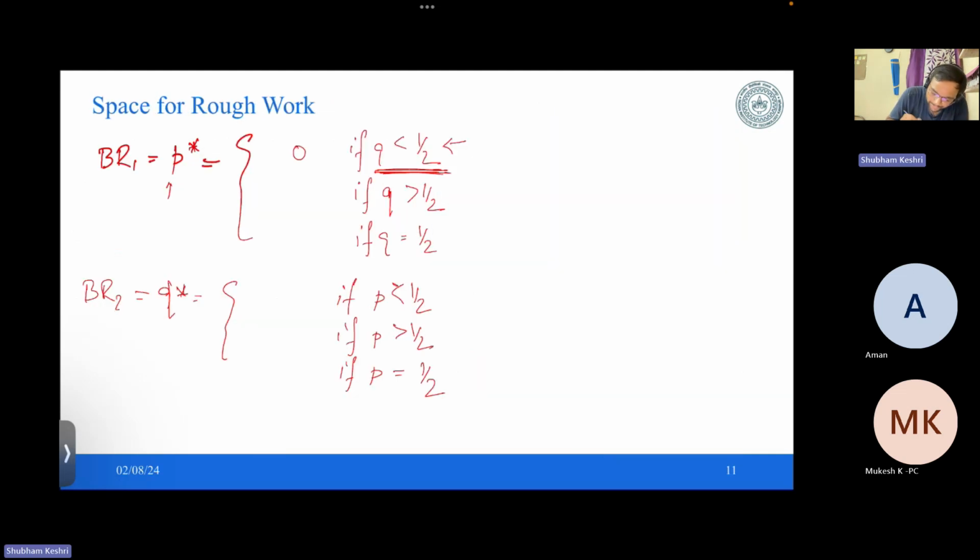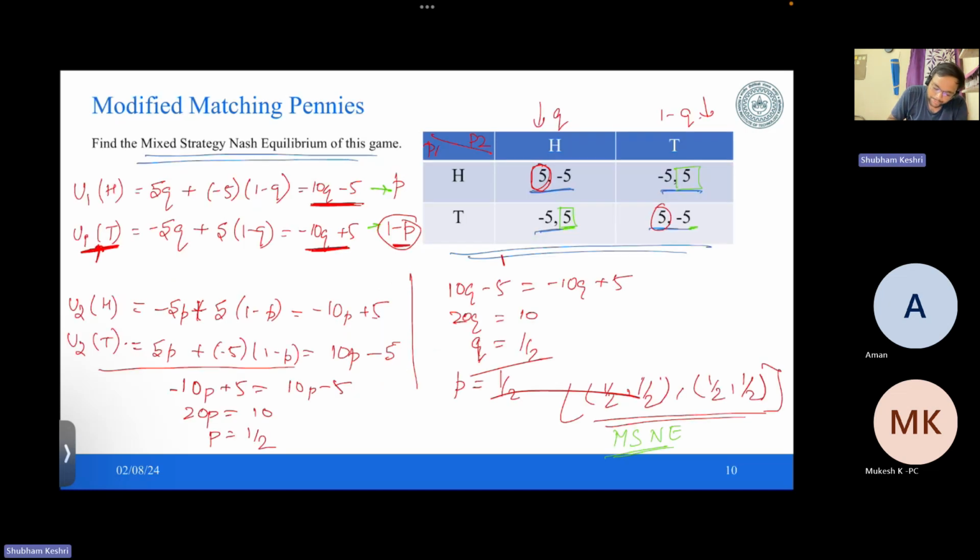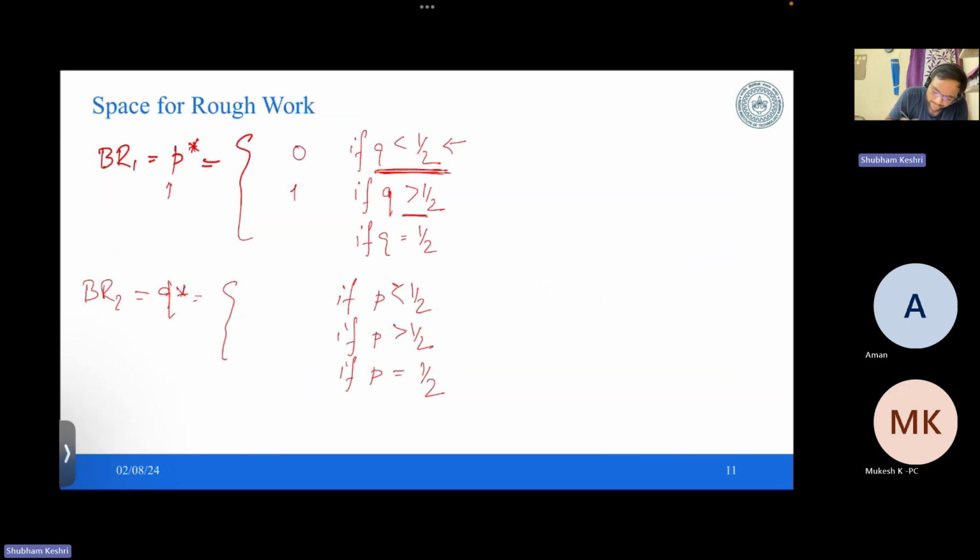Similarly, when Q is greater than half, the utility of this will be higher than the utility of this, and therefore player 1 will always play heads. Take any value, take 1. This is positive and this will become negative. Therefore, P is 1. And when Q is equal to half, player 1 will be indifferent between playing head or tail.